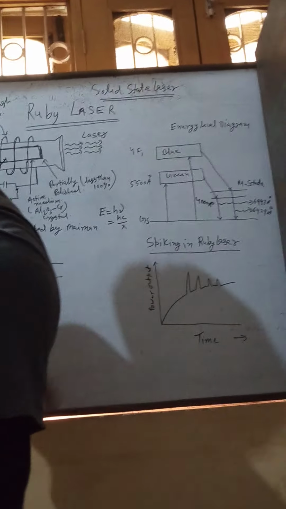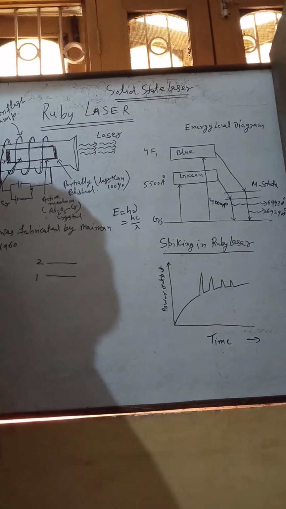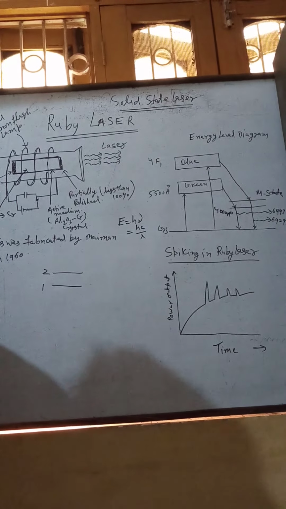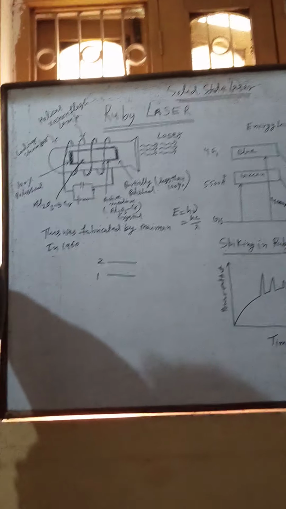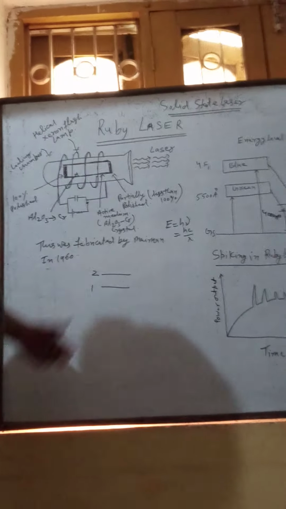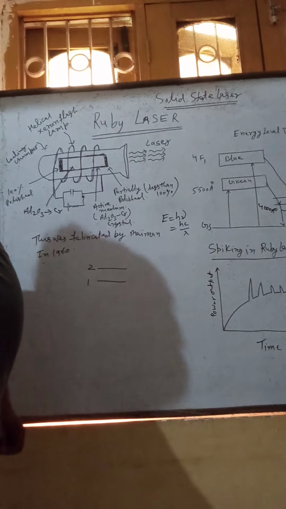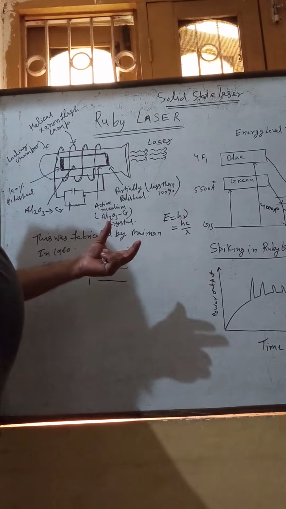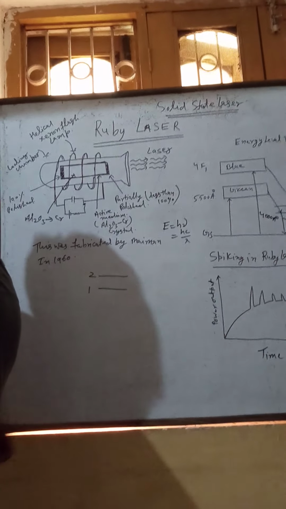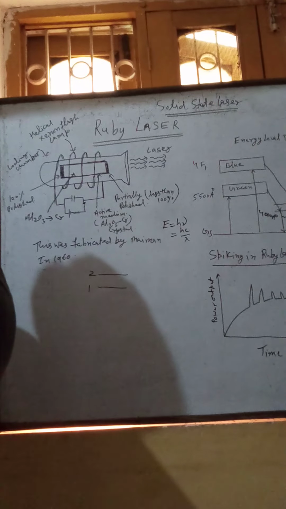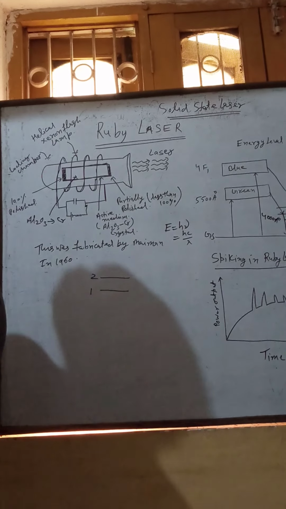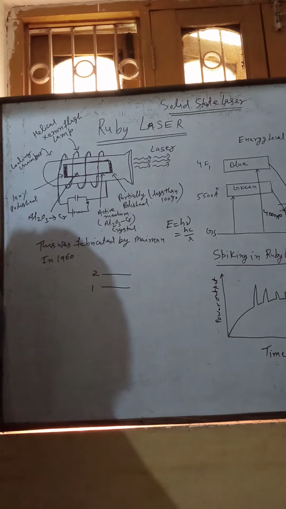Practically, the helium neon laser or CO2 laser, which is a gas laser, is used, also in medical science, and there is the PN junction laser, about which we will discuss in the next lecture.